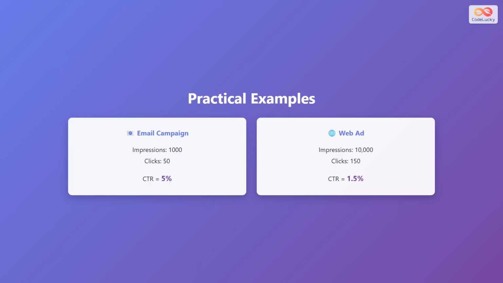Let's look at 2 real-world examples. In an email campaign, if you send an email to 1,000 people and 50 of them click your link, your CTR is 5%. This is generally considered a good click-through rate for email. Now compare that to a web advertisement. If your ad is shown to 10,000 people online and only 150 click it, your CTR is 1.5%. This lower rate is normal for web ads because people browsing the internet are less focused on specific content than those reading an email.